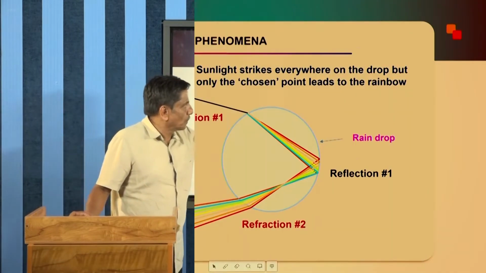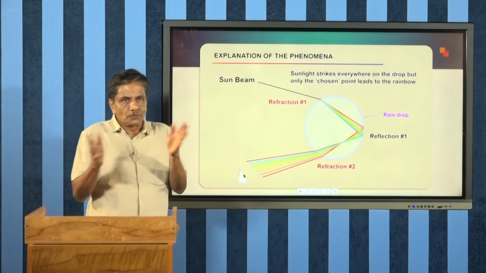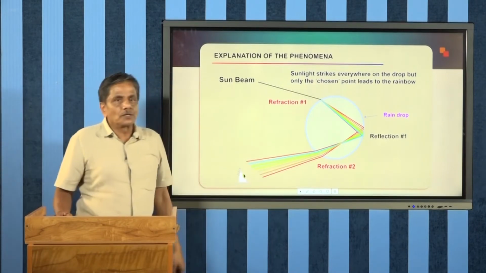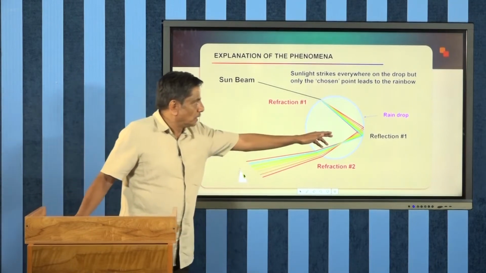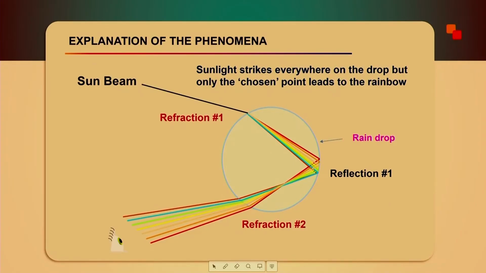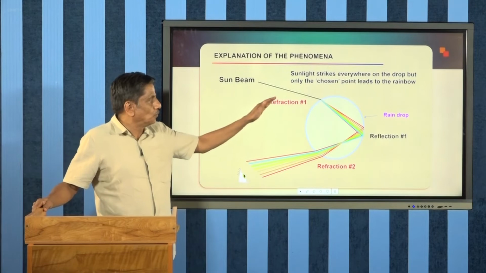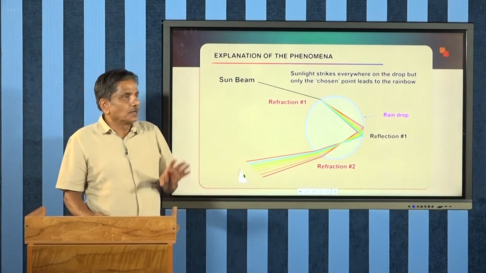So this is the actual situation. Sunlight is coming. When it reaches the first entry point, it undergoes refraction, during which it undergoes dispersion and splits into different colors, and at the boundary of the water drop and the air, it undergoes a reflection, and at the exit point it again undergoes a refraction. Therefore, we have 2 refractions and 1 reflection that produce a complete rainbow.